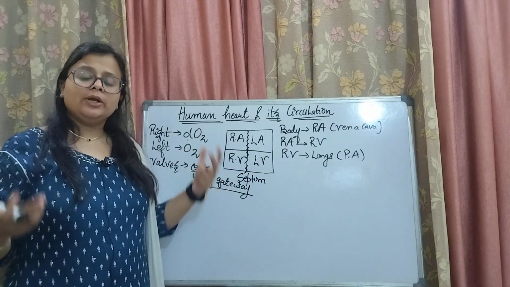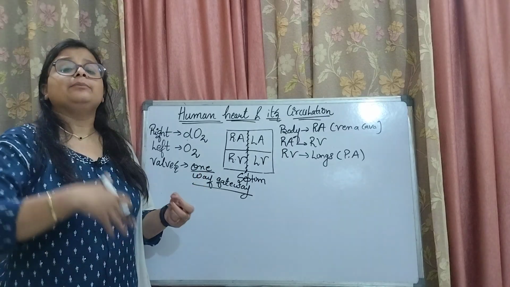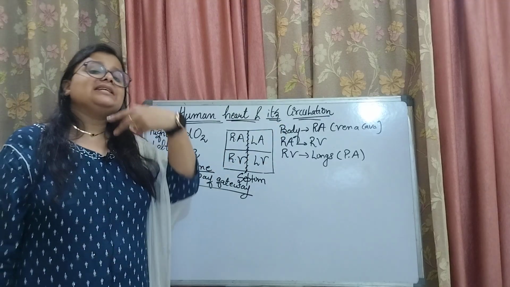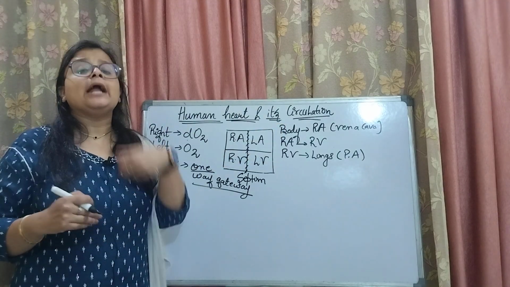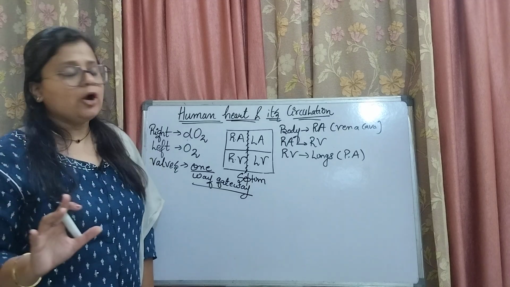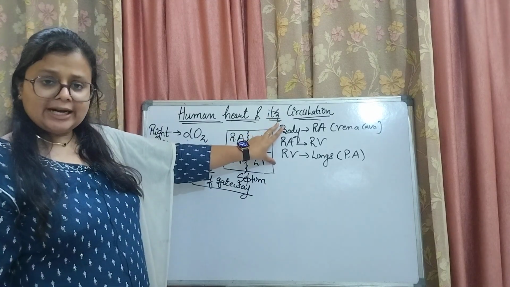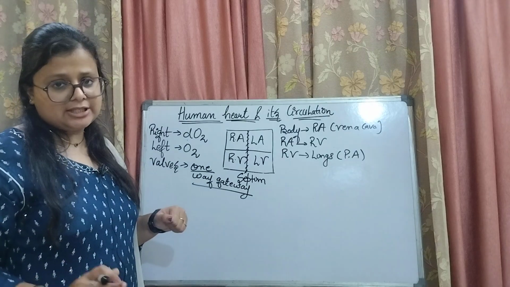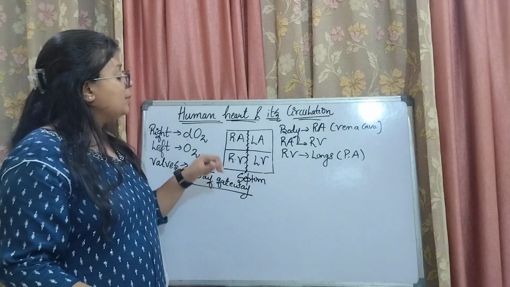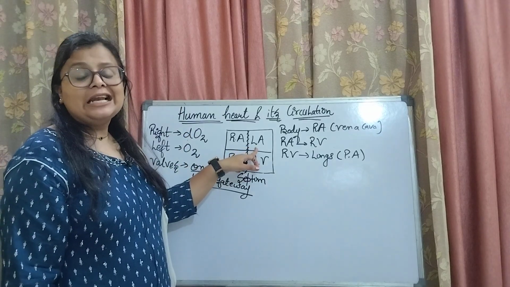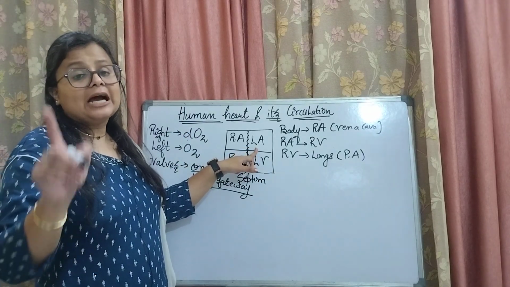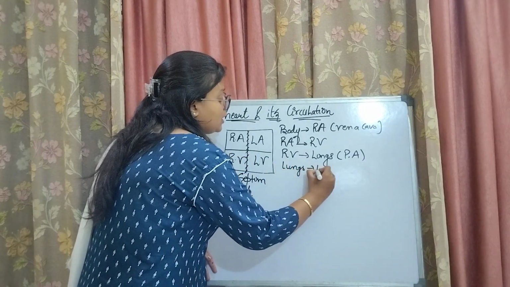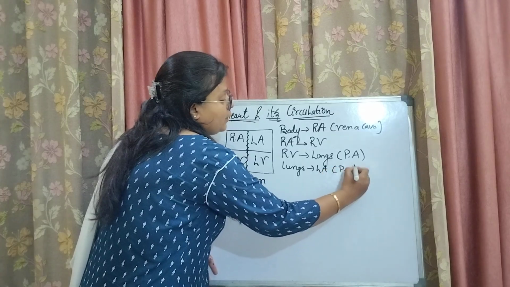Now what happens in the lungs? We know that the blood will take in oxygen and release carbon dioxide. Till here the blood was deoxygenated. When it enters the lungs, it takes in oxygen and releases out carbon dioxide. After that, the blood becomes oxygenated, and the oxygenated blood reaches the part of the heart known as the left auricle with the help of the pulmonary vein. So from the lungs the blood enters the left auricle with the help of the pulmonary vein.